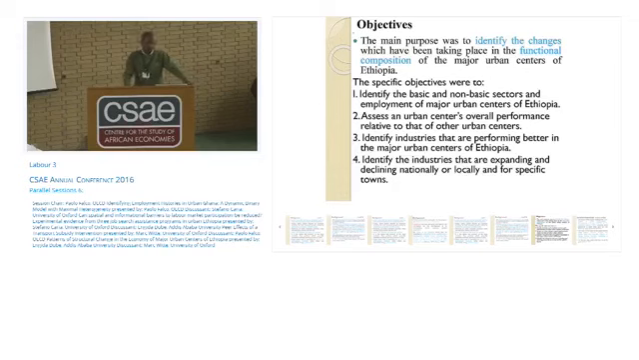So the specific objectives: first, identifying the basic and non-basic sectors. The other one is assessing the urban centers' overall performance relative to other urban centers, and identifying industries that are performing better in major urban centers, and again, those which are expanding and declining, just simply to identify this.